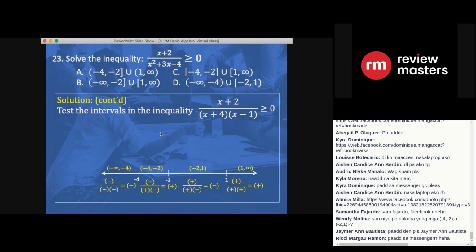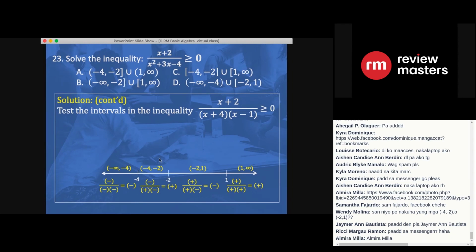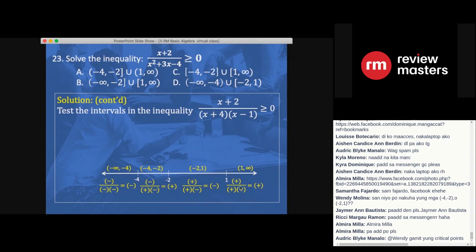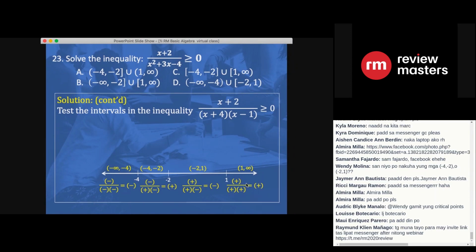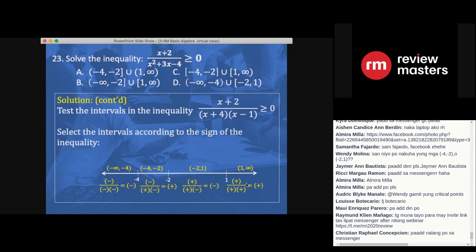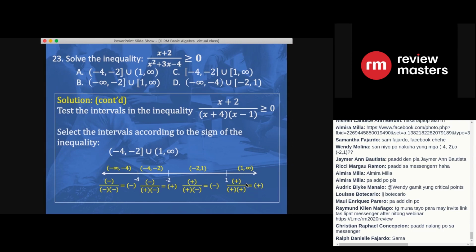So, ang solution natin is this one, negative 4, negative 2, union, negative 1 to positive infinity. Okay? So, the answer is choice letter A.